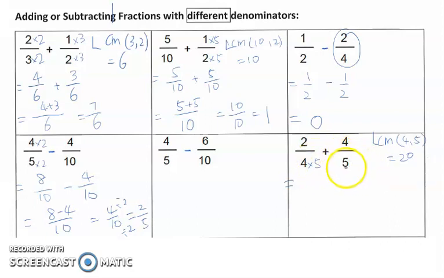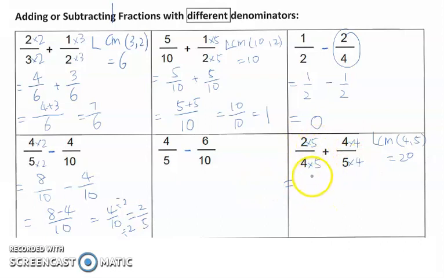And the second denominator can be multiplied by the first denominator, which is 4. Now, we cannot change the value of the fraction. We have to make sure that we are getting the equivalent fraction. So whatever we do to the bottom must be the same to the top. So we multiply by 5 both the numerator and the denominator. For the second fraction, we multiply the denominator by 4, which means we also need to multiply the numerator by 4.